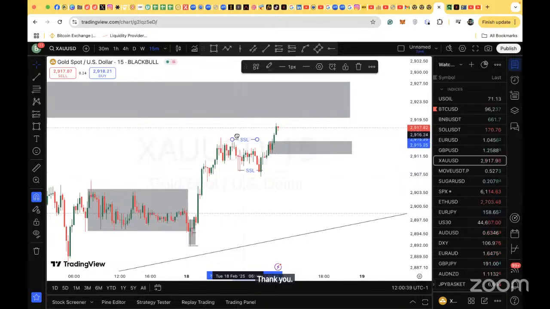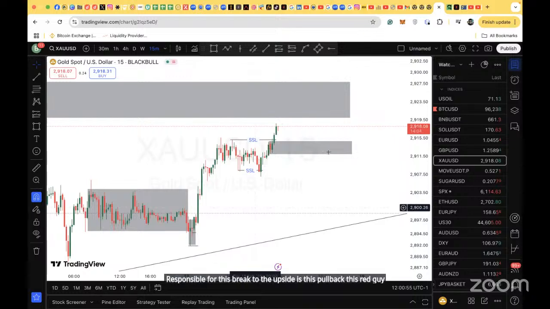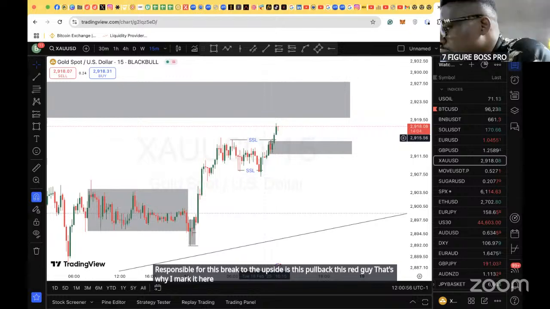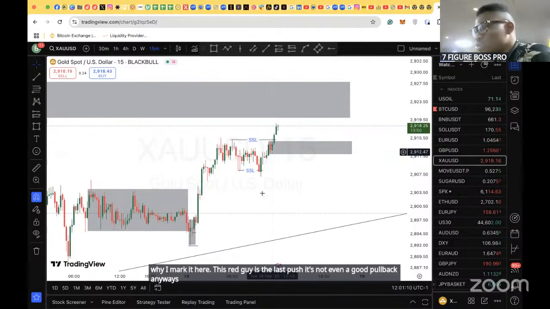So we have a break of this. Responsible for this break to the upside is this pullback, this red guy. That's why I mark it here. This red guy is the last push. It's not even a good pullback anyways. Not a good pullback anyways.